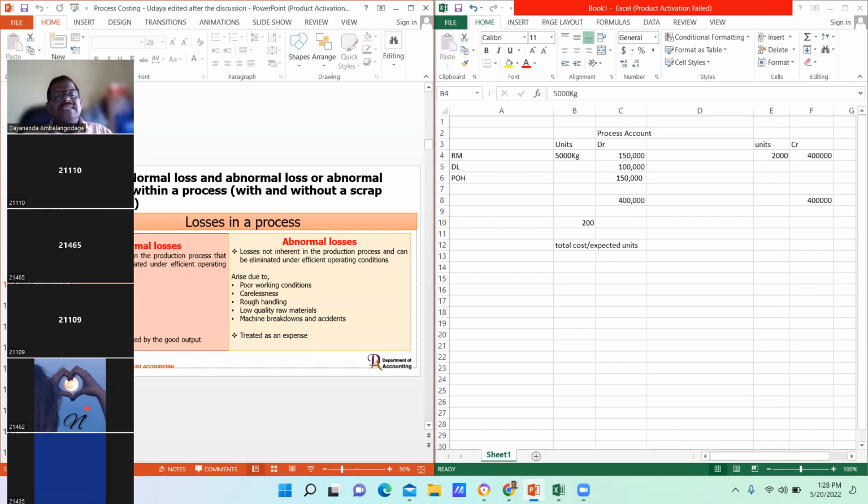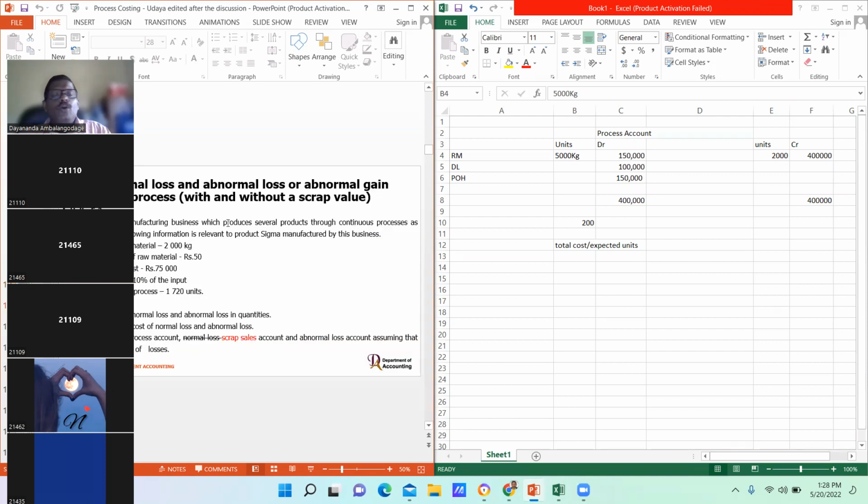So we don't treat normal losses separately. The loss incurred in terms of normal losses will be absorbed by good items or the completed items. So normal losses we build into finished goods or the completed units. But abnormal loss, we take out separately and show as an inefficiency expense. That is normal loss and abnormal loss and gain with the process. So one example, just read the example.